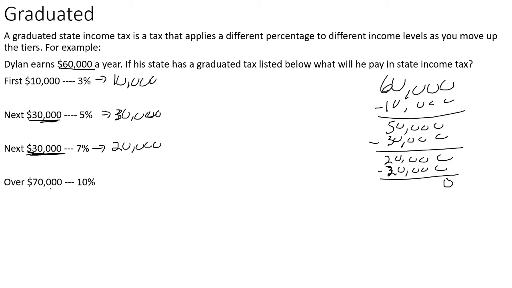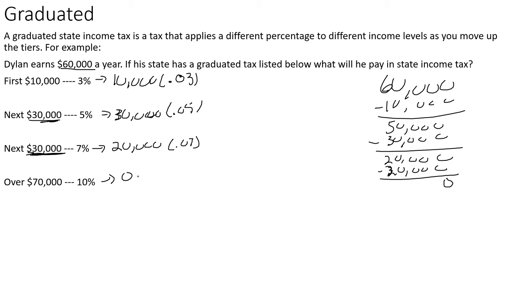So this last bucket here gets nothing. I mean, if you want to put a zero there, you can. But basically, you're just going to ignore this last step here because you didn't have enough money to make it up to there. You only had enough money to make it up to the third bucket, and even then not fill it up. So you're going to times each bucket by the correct percentage rate for that bucket.